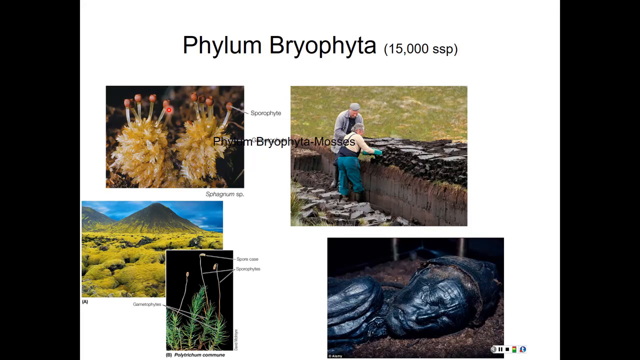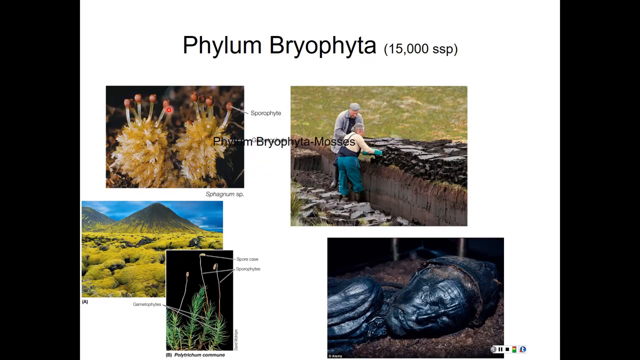The Bryophyta have stomata for gas exchange. They have a simple transport tissue that helps move around water. They have specialized cells called hydroids, and they just transport water a little better. It's not the same as having vascular tissue. It's nowhere near as advanced as that.